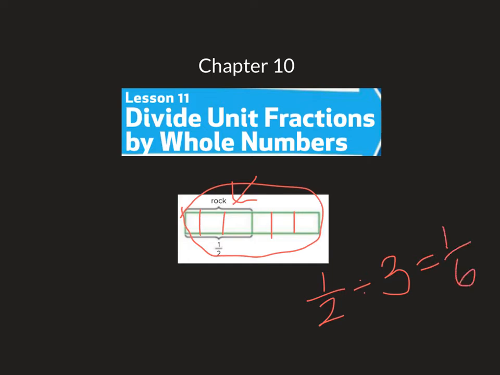Okay, so if I divided it into 3 equal pieces, each piece has how much in it? 1/6, because now there are 6, 1, 2, 3, 4, 5, 6 total pieces in my whole.